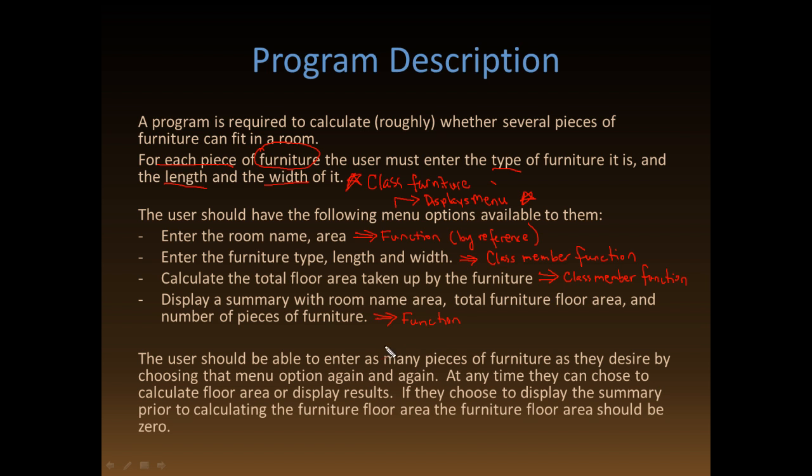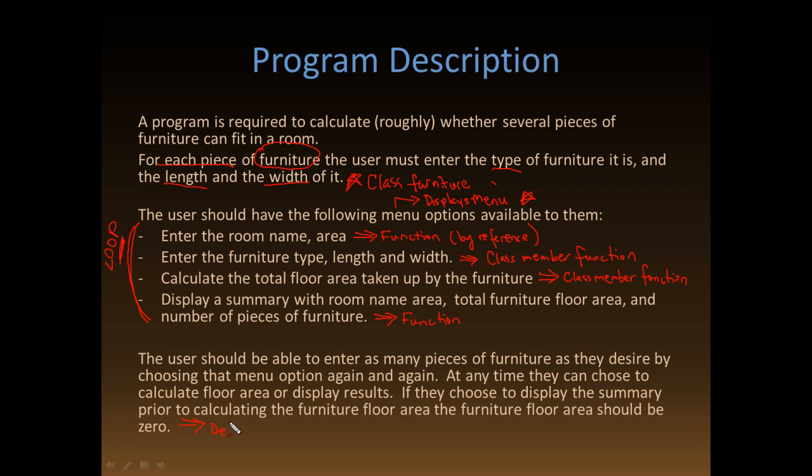That'd be a function. Okay, and it says the user should be able to enter as many pieces of furniture as they desire by choosing that menu option again and again. So the program's going to have this ability to keep displaying the menu over and over and allowing the user to pick options. So I'm going to use some kind of looping structure to keep displaying that menu. At any time they can choose to calculate floor area or display results. If they choose to display the summary prior to calculating the furniture floor area should be 0.